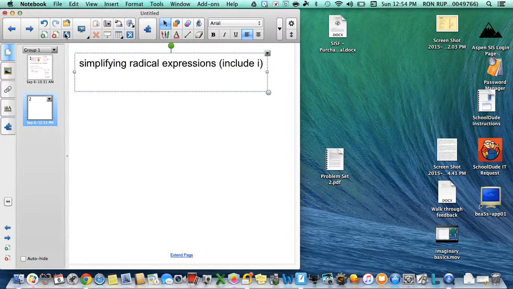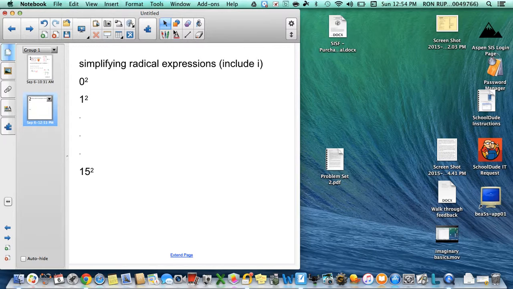So, first, I think it helps to know that you need to have 0 squared all the way down to 15 squared memorized. The reason is that these tell us the perfect squares.